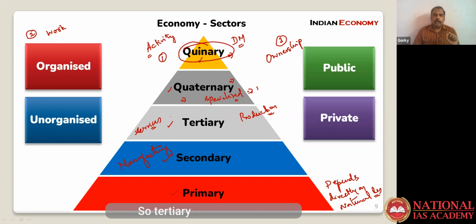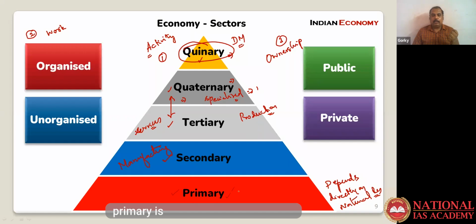So tertiary and quaternary may be interlinked. Both are somewhat similar. Whereas quinary is completely different. It is more of a niche area where you have only advisories or decision makers, opinion builders, and so on.